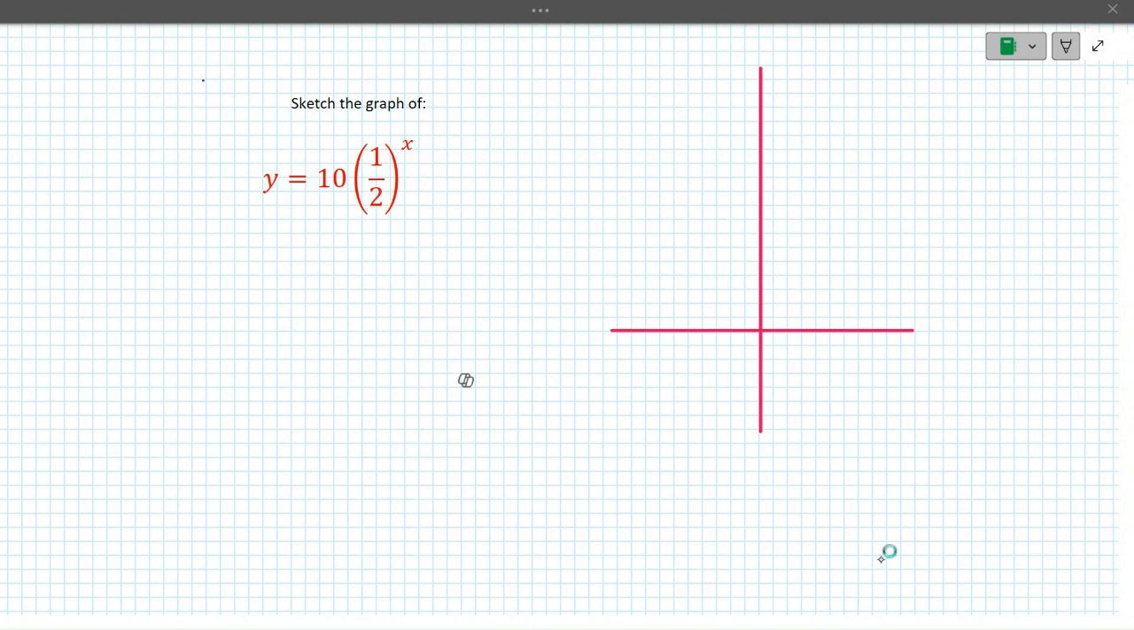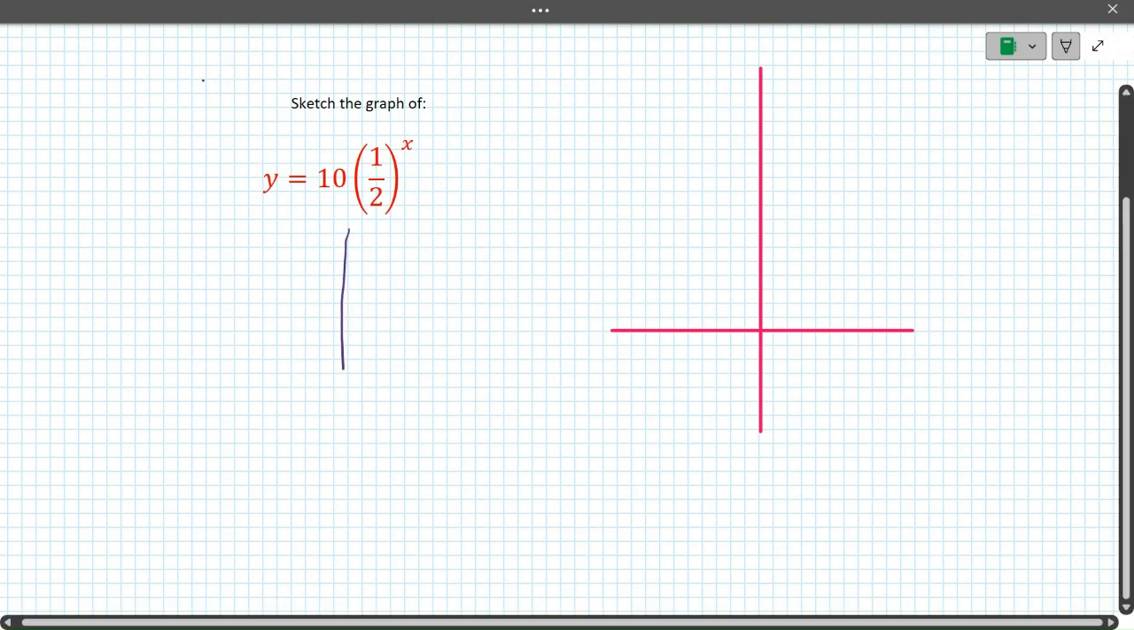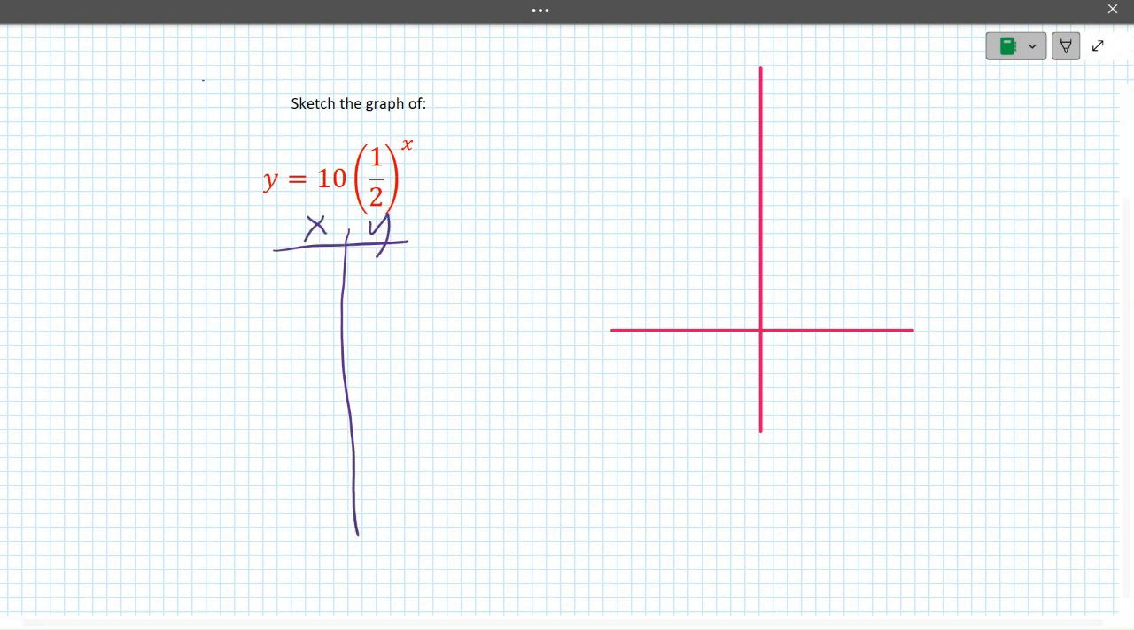Our final problem in this set is y equals 10 times half to the power of x. So we notice that our base is half. That means all of our values get cut in half. And let's try to do this without doing substitution. So we can just do this using our knowledge of exponents. But as a reminder, you can always substitute any of these x values in, and you will get the correct answer out.